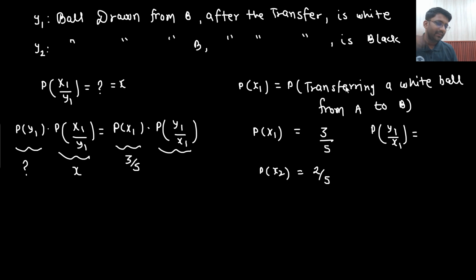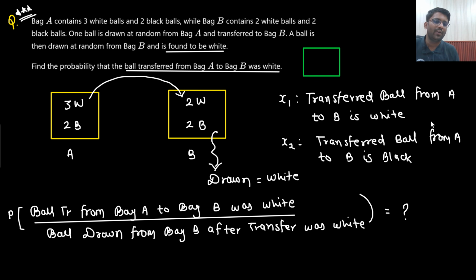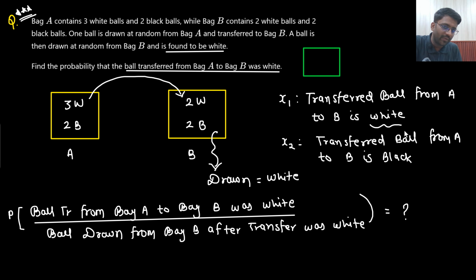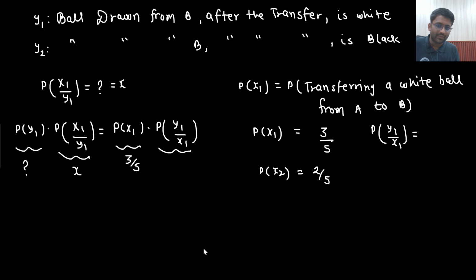Let's read it. Probability of y1 by x1. What is y1? The ball drawn from B after the transfer is white. That is y1. And what is x1? x1 is the ball transferred from A to B is white. That means from A to B you are transferring a ball which is white. Given that you have transferred a white ball.